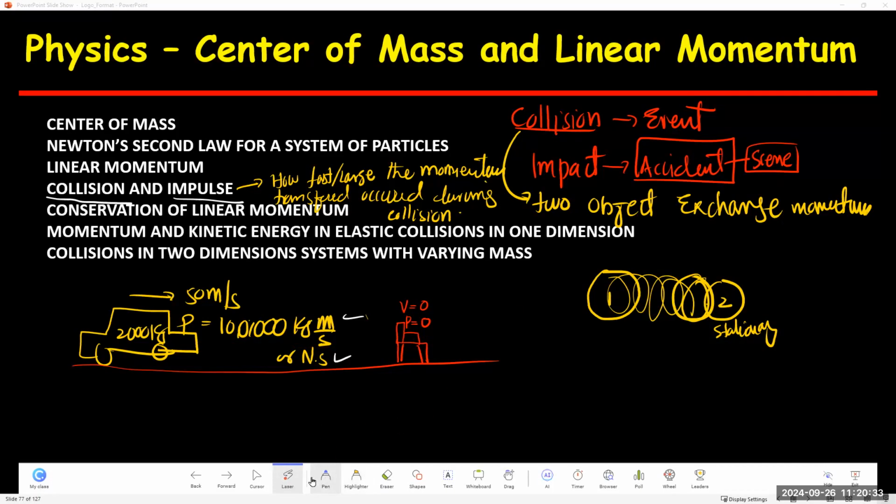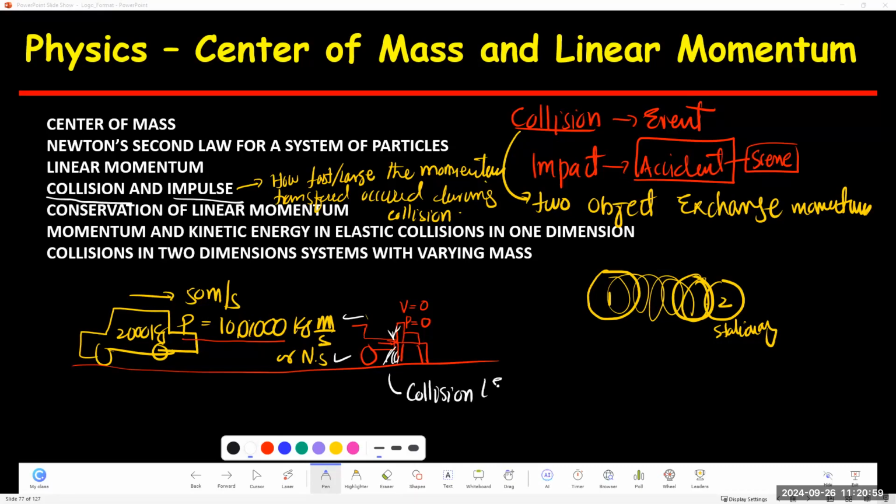So what's happened? Let's suppose I'm going to put some numbers just for this purpose. Let's suppose the momentum here was, I already calculated, 800,000, momentum here is 0, and the car is coming and then hits this chair. As soon as they hit, a collision happens. Collision is an event, right? And collision means transfer of momentum.